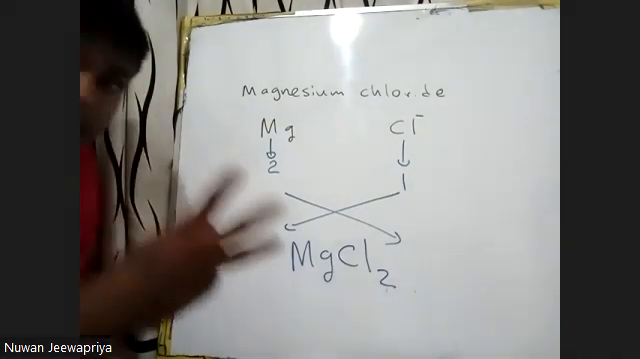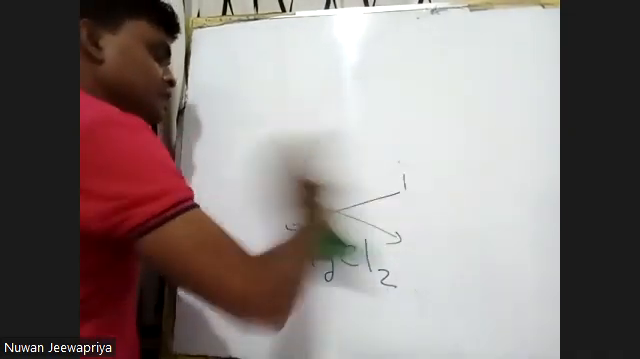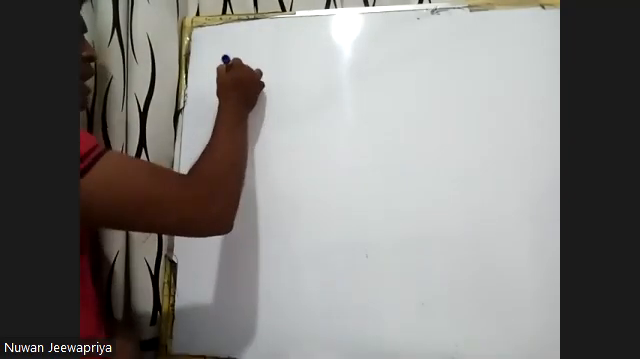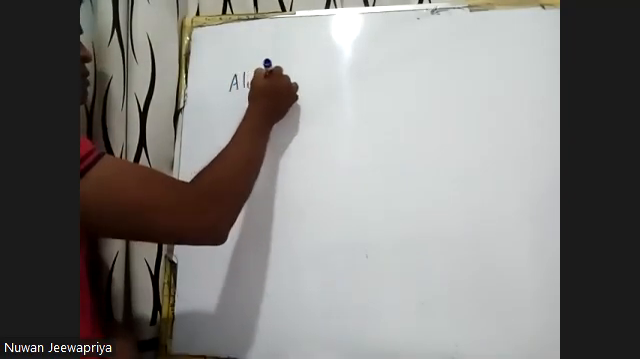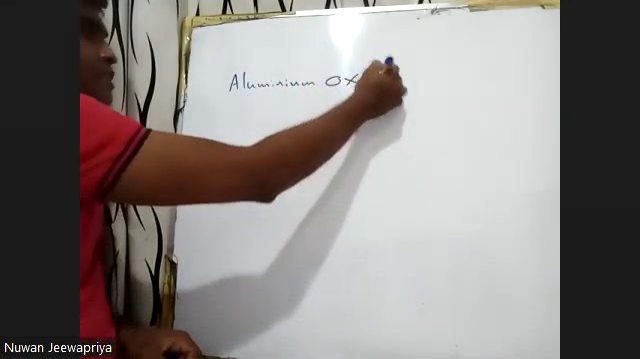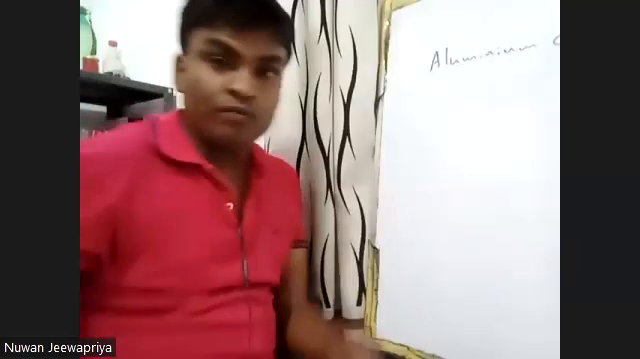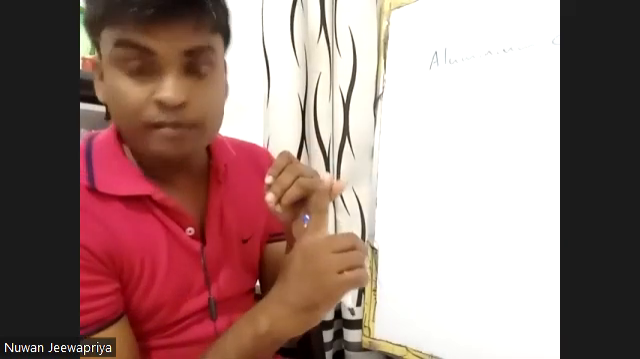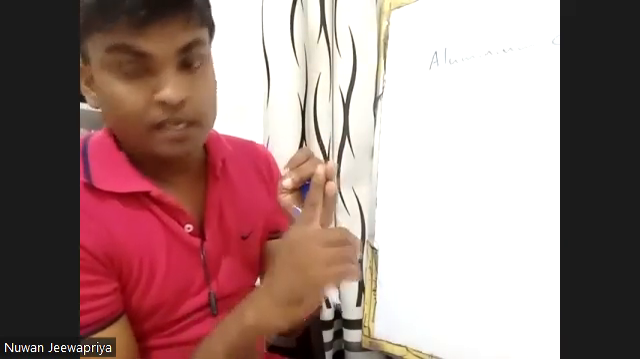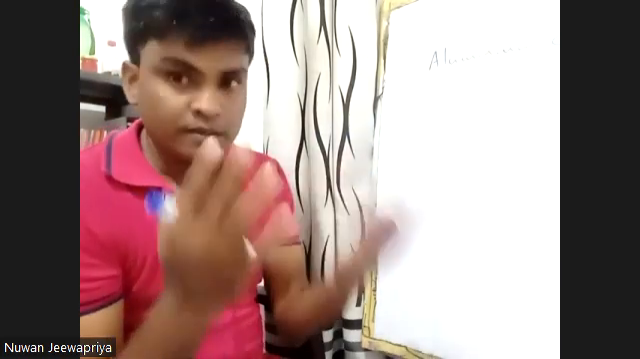Okay, I go to my third example. This time I will write aluminium oxide. Right? So how do you write aluminium oxide? We want to find the atomic number of aluminium and the atomic number of oxygen, find their valencies, and then interchange the valencies. Very simple. Right. See this one.